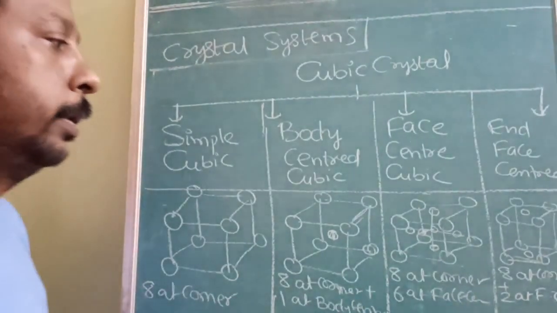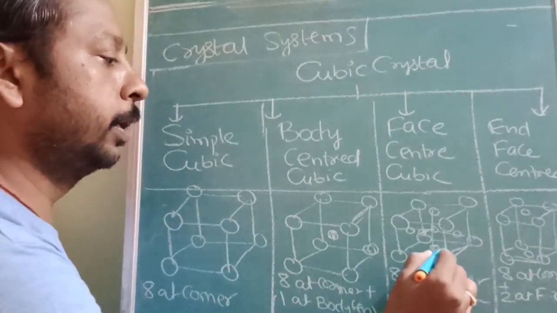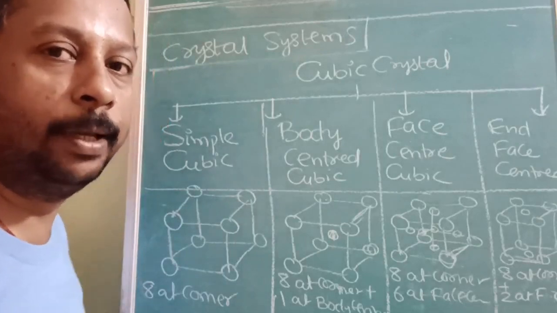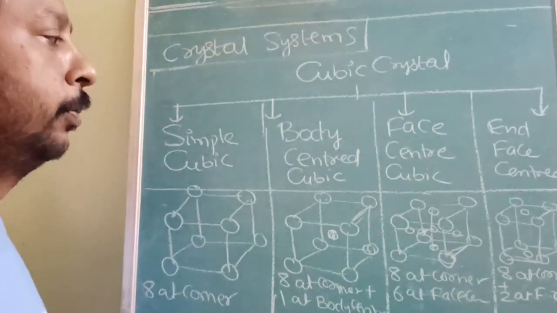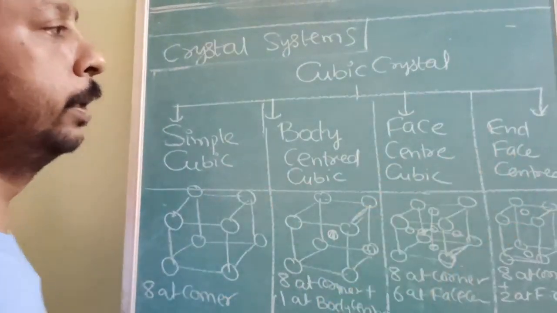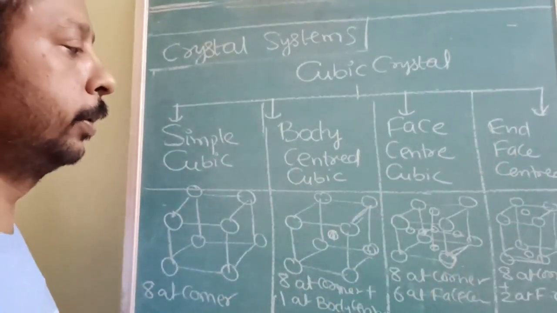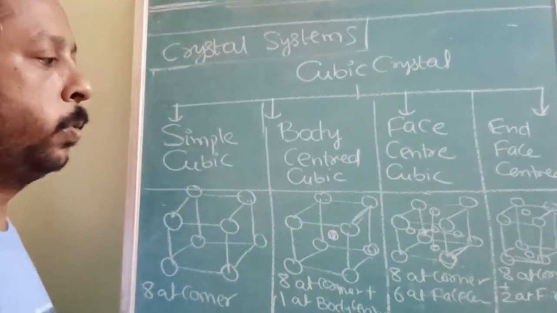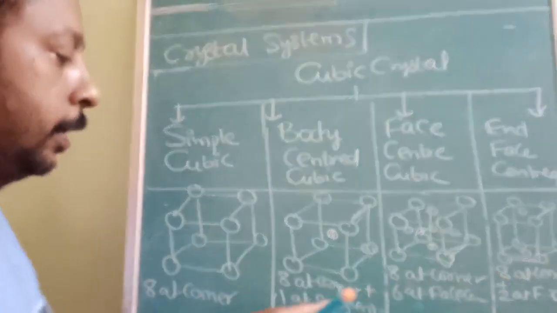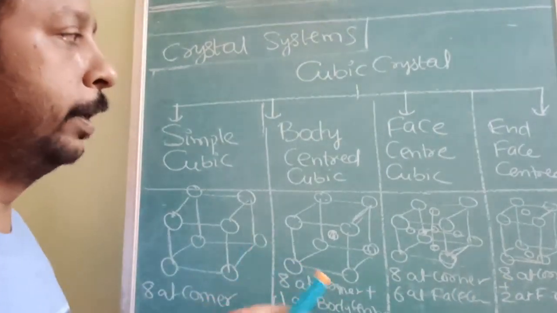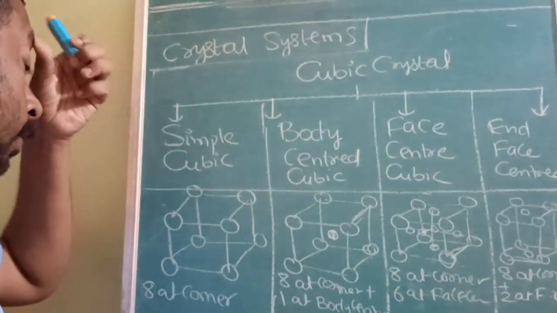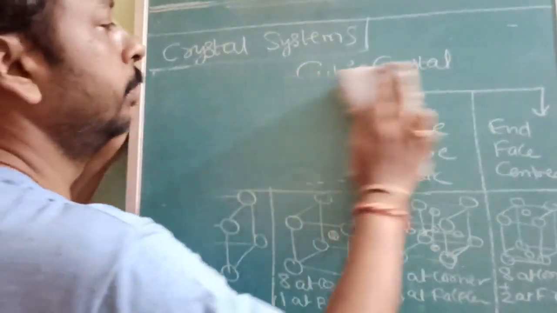Make a diagram like this, then we will check it again with the animation. So just make a note of it: simple cubic, body centered cubic, face centered cubic, and end face centered cubic. Noted? Make a note of it, then we will go further. I will ask these points and you should be able to answer: when I say FCC, 8 at corner, 6 at face center. I am going to use these to make some calculations.